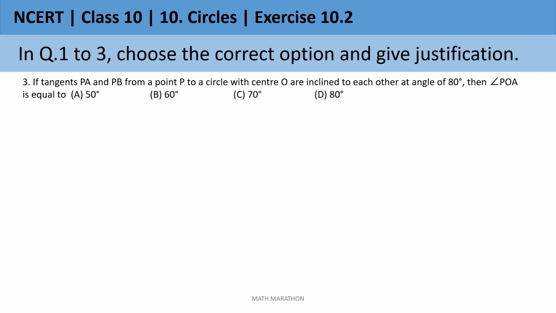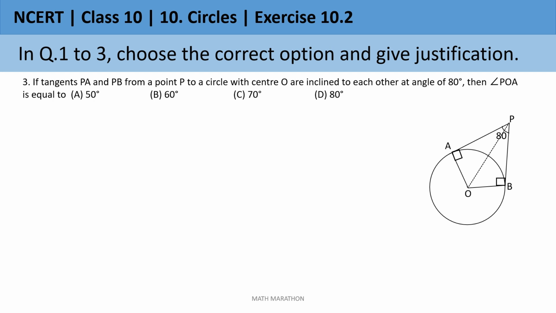In question 1 to question 3, choose the correct option and give justification. If tangents PA and PB from a point P to a circle with center O are inclined to each other at angle of 80 degrees, then angle POA is equal to dash. Option A, 50 degree. Option B, 60 degree. Option C, 70 degree. Option D, 80 degree. I have drawn a diagram. I have drawn a circle with center O.